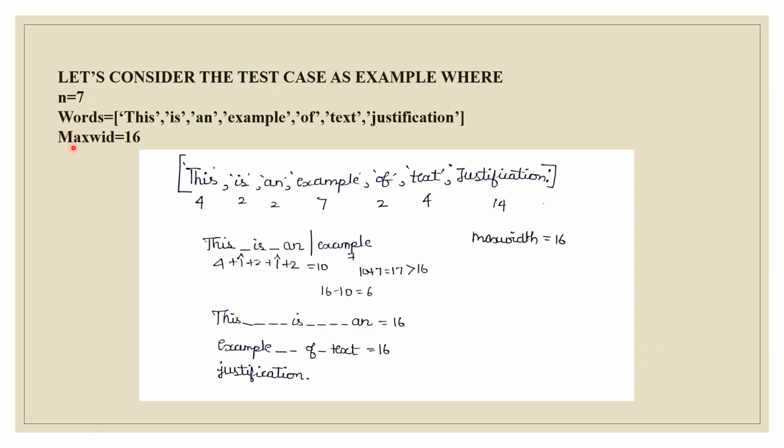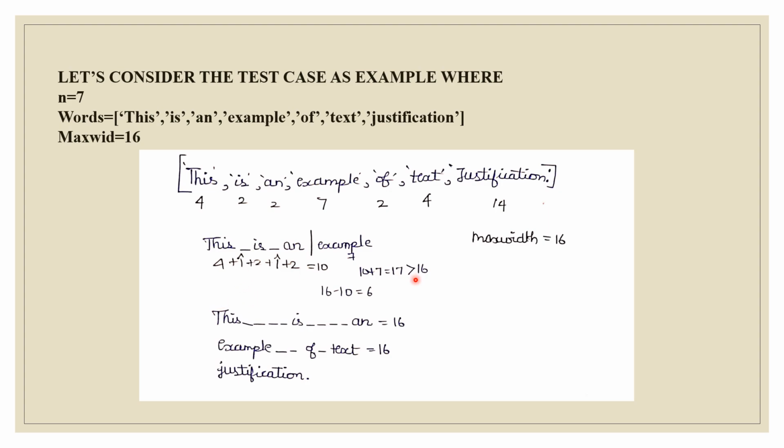Now, let us consider this example. N is going to be 7 and the words are going to be: this is an example of justification. And the maximum width is going to be 16. Let us count the characters of each word for our convenience. This has 4 characters, which is definitely less than 16. So let us add the second element, is. This plus is, followed by a white space, will be equal to 7, which is obviously less than 16.